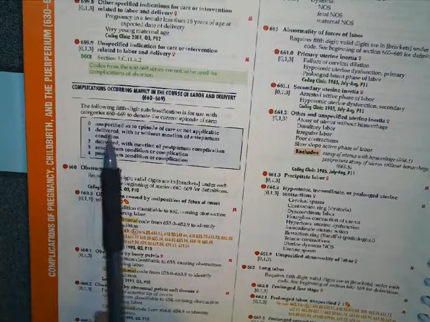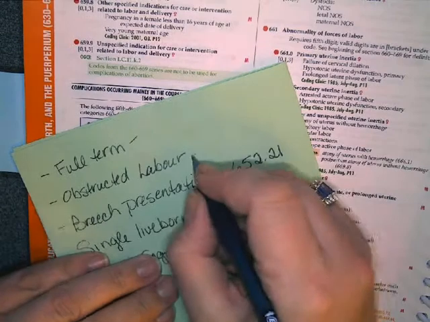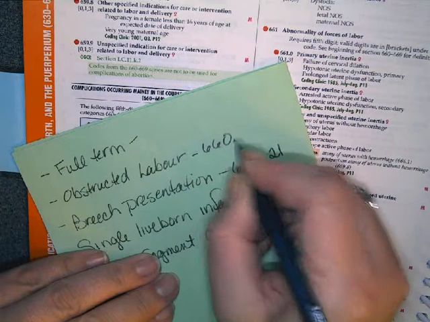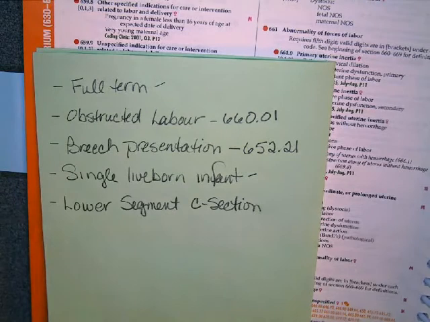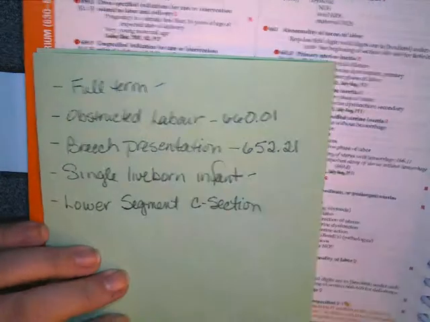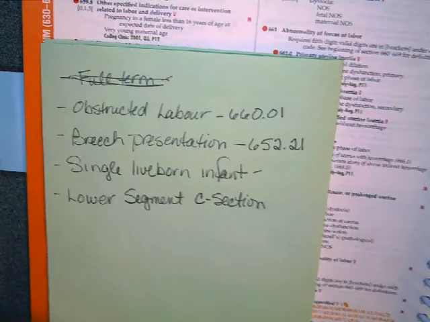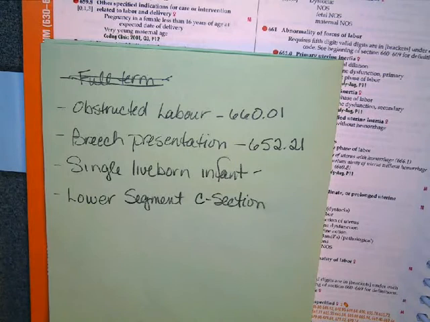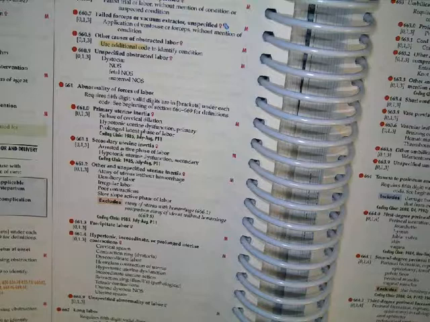Now, what does this tell me? 660.0, obstruction caused by malposition of fetus at onset of labor. Is that what we have? Well, let's read it. Any condition classifiable to 652, which we have, correct, causing obstruction during labor. Use additional code from 652.0 to 652.9 to identify the condition. All right, so that means that the condition she had was the breech presentation. However, she had obstruction due to that.